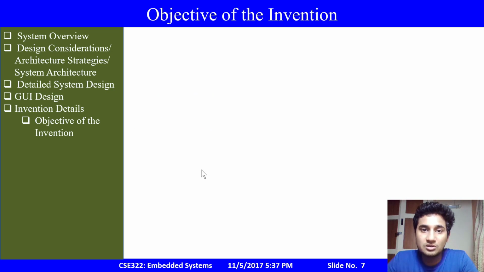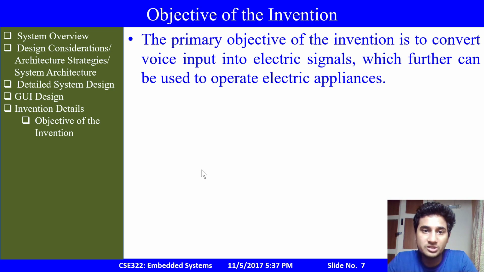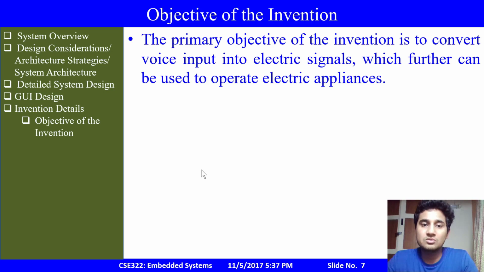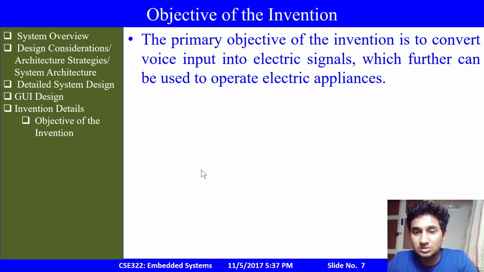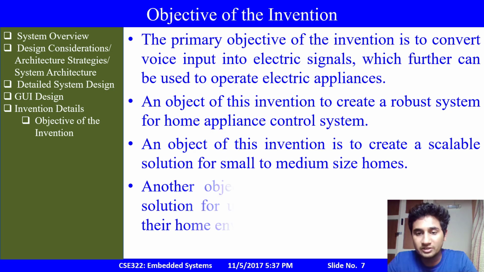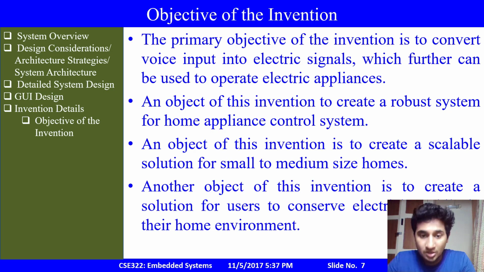So what are the objectives of the invention? The primary objective of the invention is to convert the voice input into electrical signals, which can be used to further operate electrical appliances using your voice. Another objective of the invention is to create a robust home appliance control system. This can be further used for controlling your other electronic devices such as AC, TV, and so on.